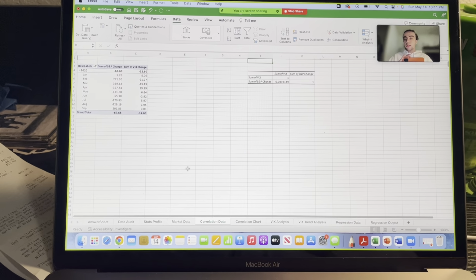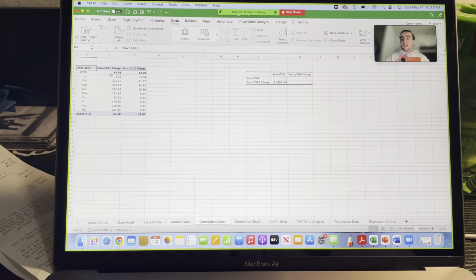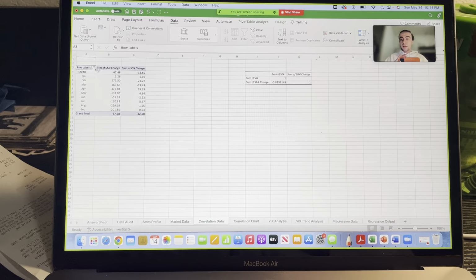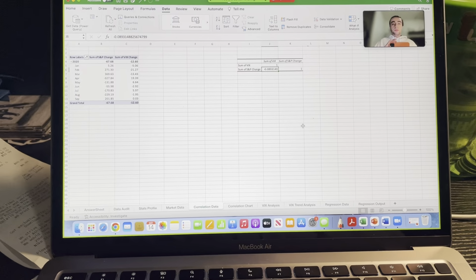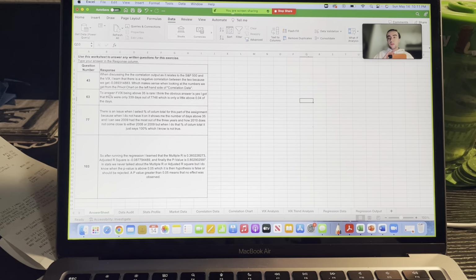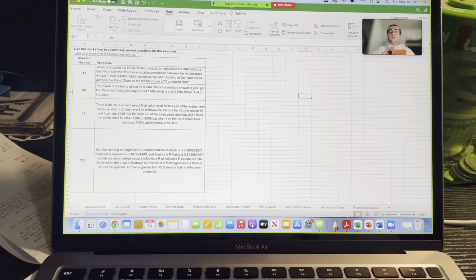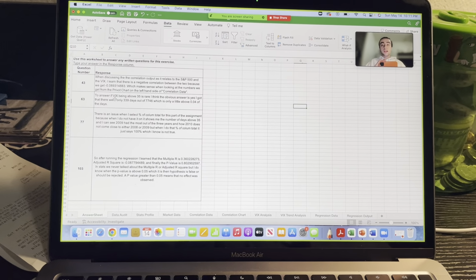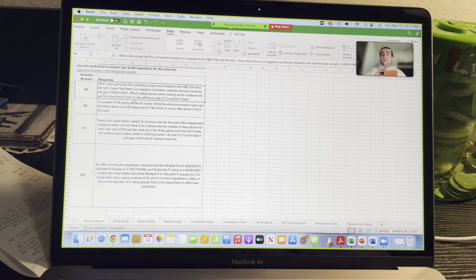For the correlation data, we did run a pivot table, and we looked at the sum of S&P change and the sum of VIX change. As you can see, the grand totals were still both negative, but the VIX change was less of a negative. And you can see the output of both sums was still in the negative, which I actually got for question 43. I had said, when discussing the correlation output as it relates to the S&P 500 and the VIX, that I learned there is a negative correlation between the two because we got that big long decimal, which makes sense when you're looking at the numbers.